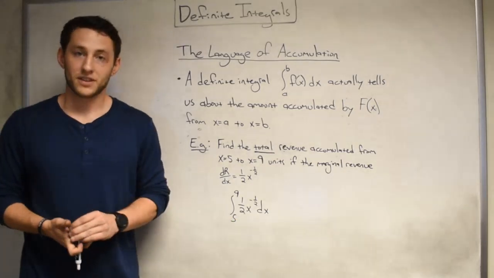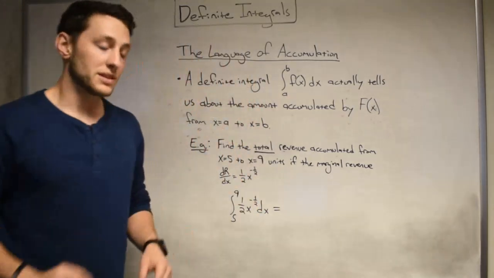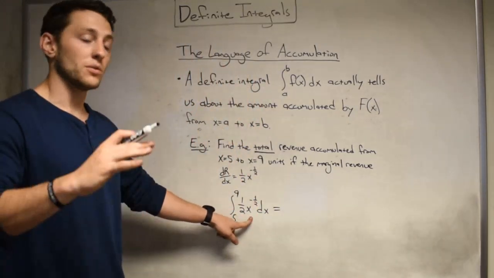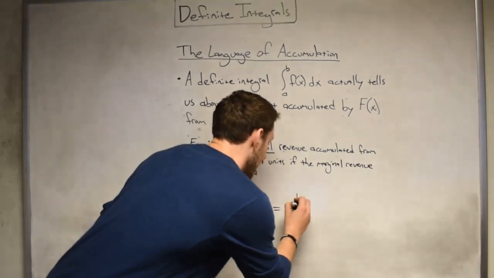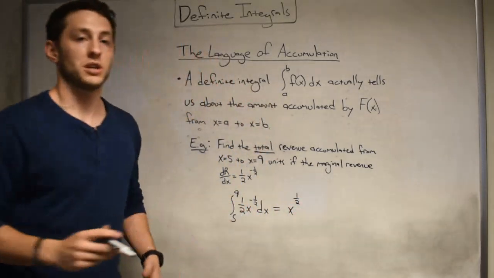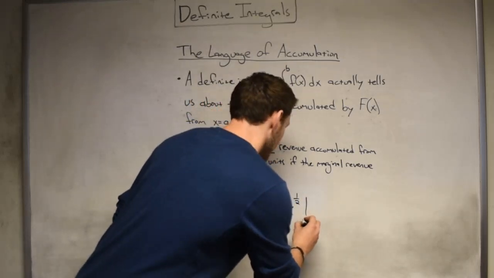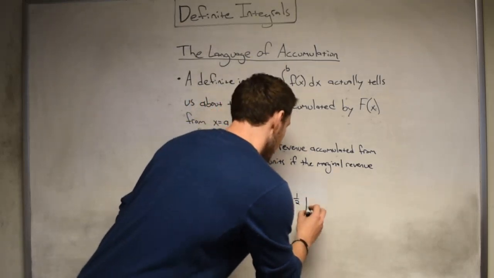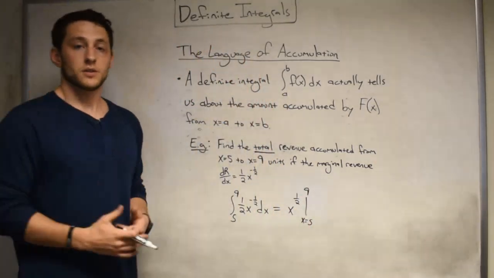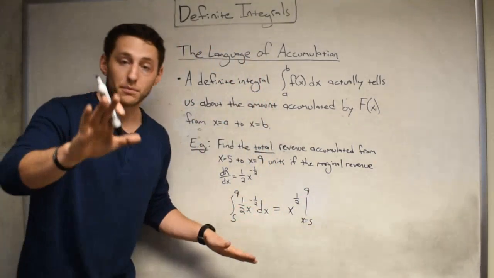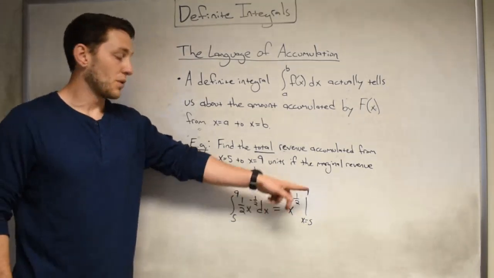Well, this is just a definite integral. Let's go ahead and solve it. I add 1 to the power, giving me x to the 1/2, and I divide by the power I landed on, and I'm left with kind of a nice function, x to the 1/2. Solved from x equals 5 up to x equals 9. Just as normal, and by the way, real quick, this is my total revenue function, x to the 1/2.